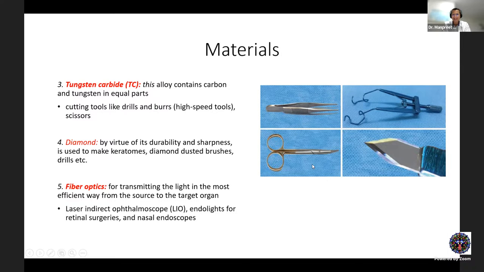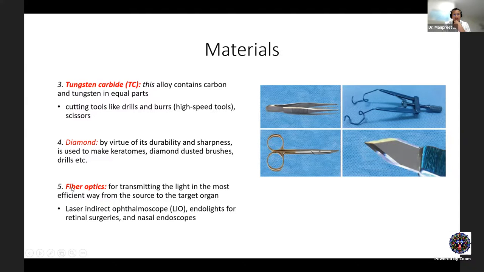And diamond, yes, the fourth image is of a diamond blade. Keratomes, basically. If you're a rich surgeon, you can buy this. Diamond, by virtue of its durability and sharpness, will maintain its sharpness. It has been used to make keratomes, but now people use diamond dusted brushes and drills. Drills work absolutely wonderfully if you have a diamond dusted drill. I remember my consultant using it for pterygium surgery, after removal, for polishing the base of the pterygium. Retina people also use diamond dusted tools sometimes to lift the iron.